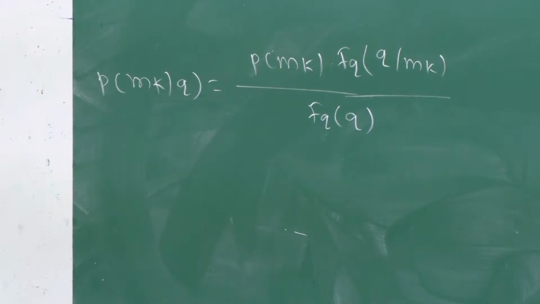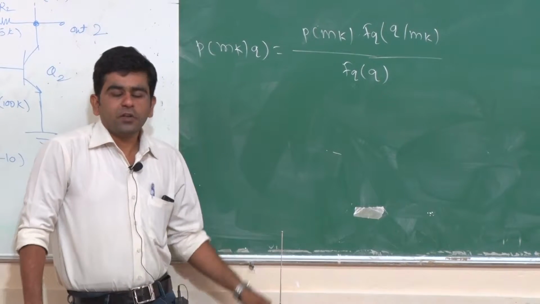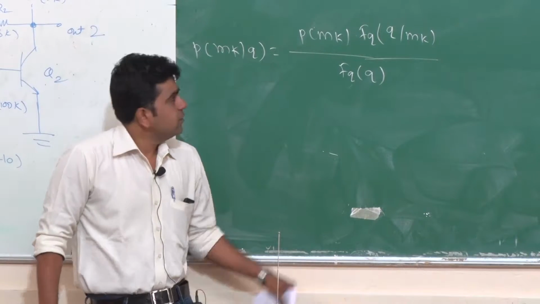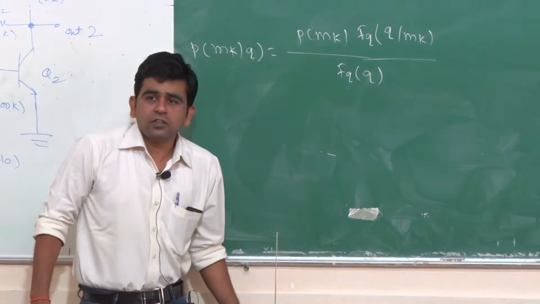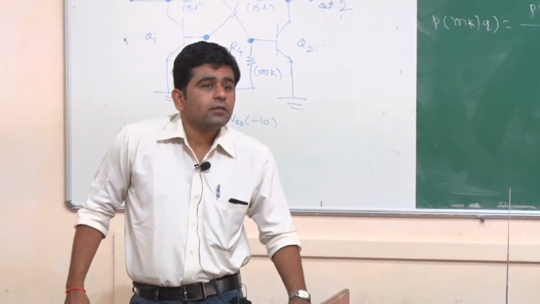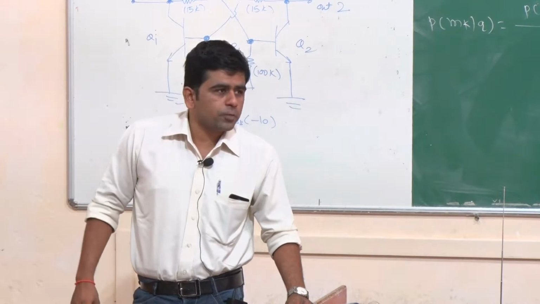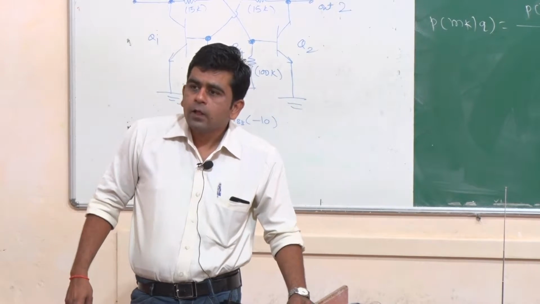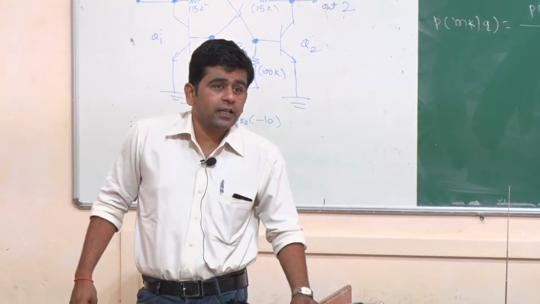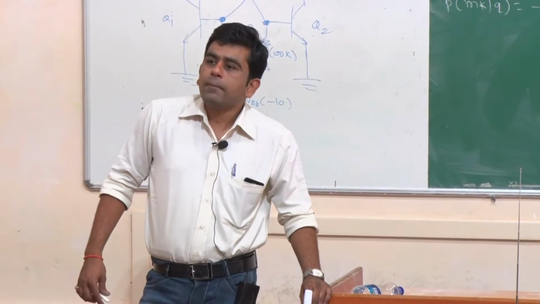Here we have to find the posterior probability. The posterior probability means q is already received at the receiver, and we have to define the probability of transmitting the symbol mk. That is given as the probability of mk. This is a prior probability. The transmitter first decides how many symbols it is going to send and what the corresponding probability is. Suppose we are sending 0 and 1. When they are equiprobable, the probability is 0.5, 0.5. When we are sending M symbols and they are equiprobable, every symbol has the probability 1 by M.